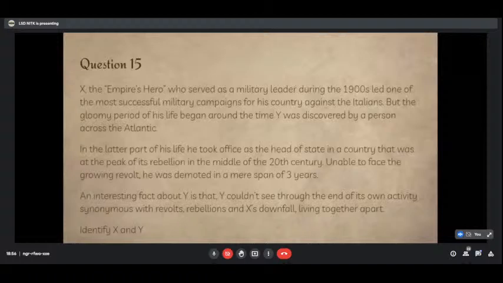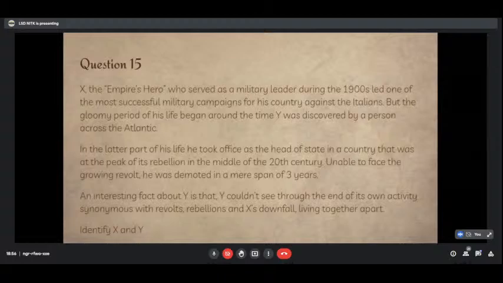A very interesting fact about Y, which is the other entity, is that Y couldn't see through the end of its own activity, which is synonymous with revolts and rebellions, and also the fact that X had his own downfall or demotion, and in a sense, living together apart, leading the same sort of journey. So we want you to identify X and Y.